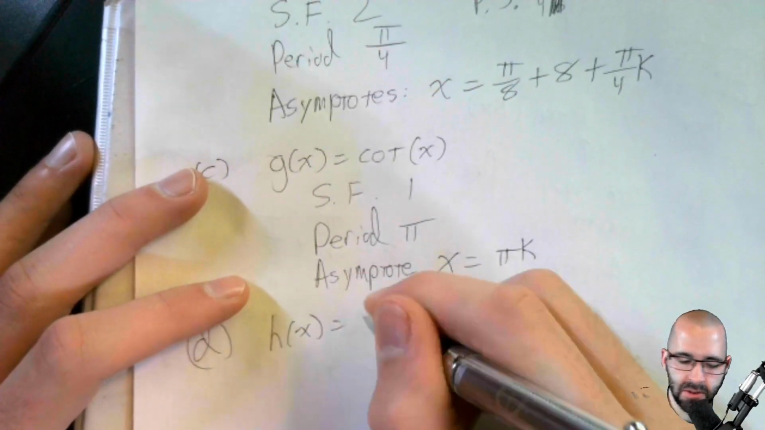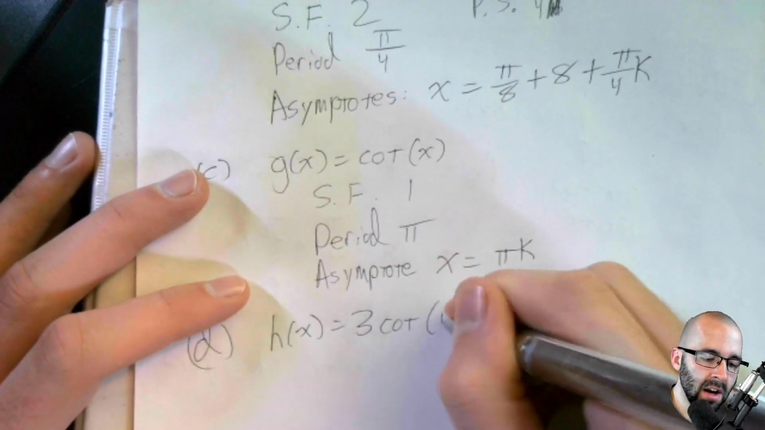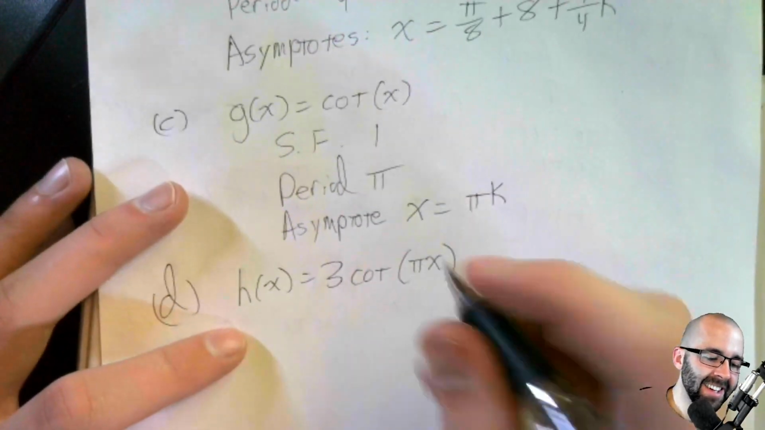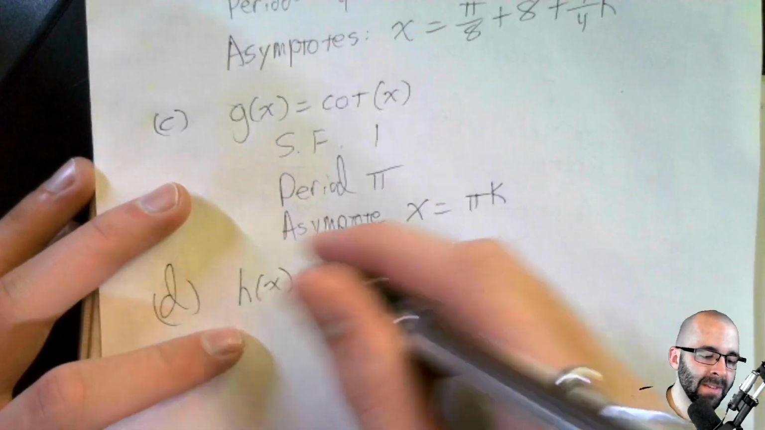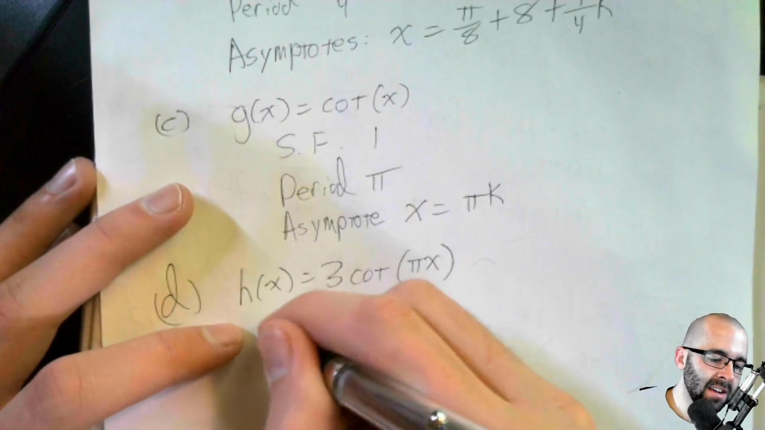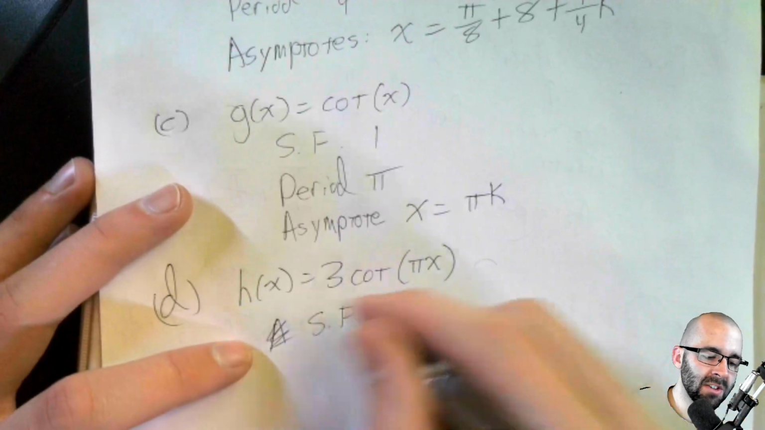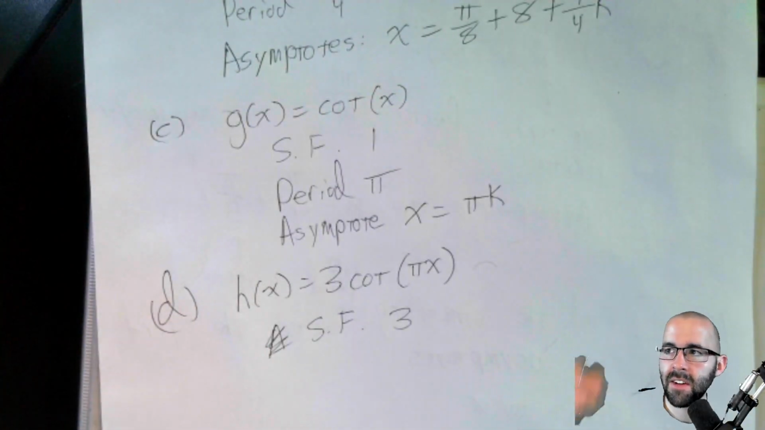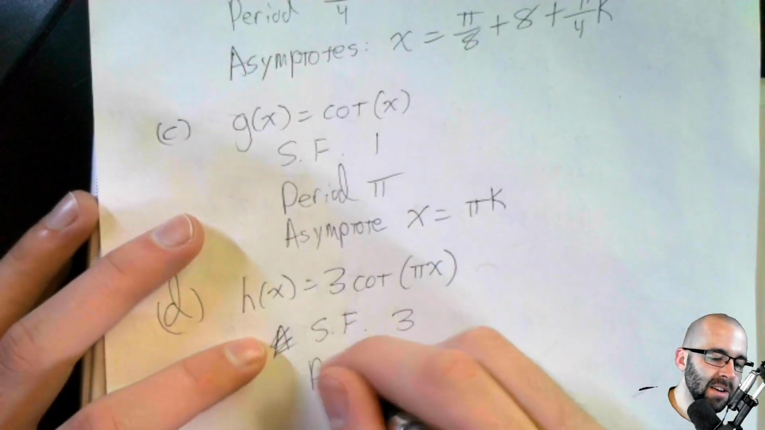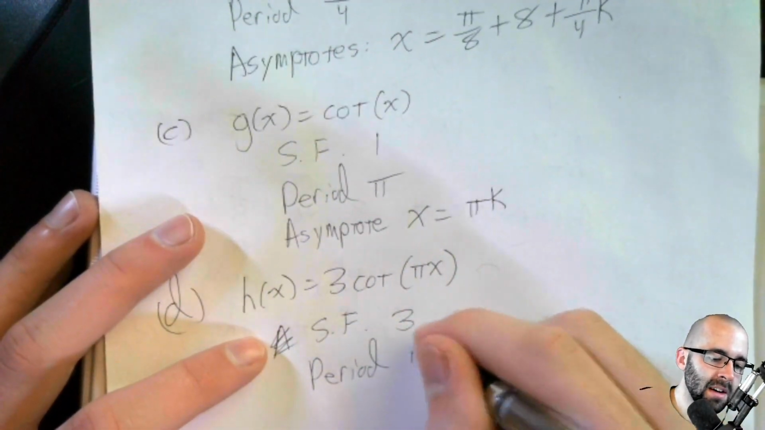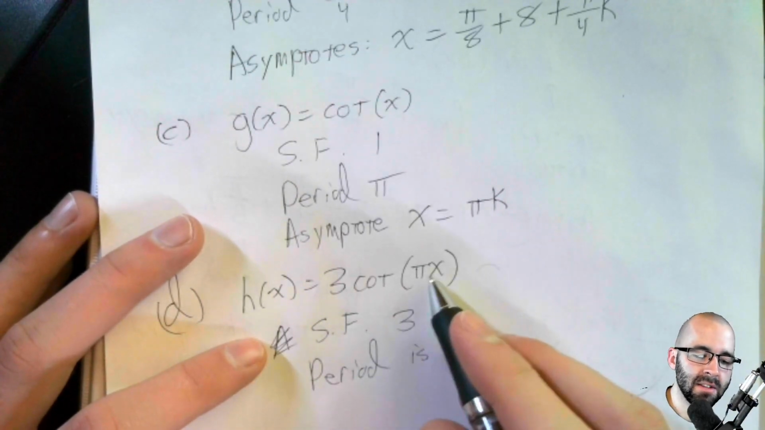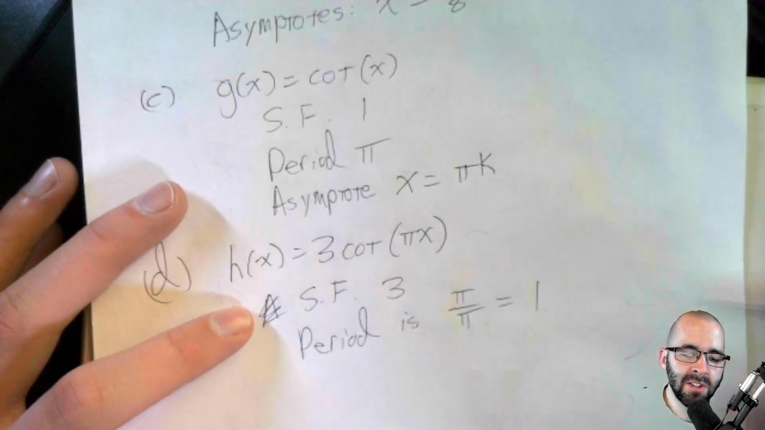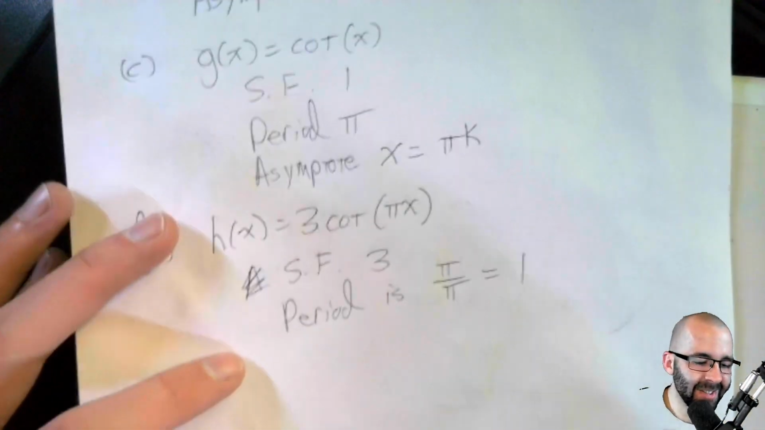Let's look at a transformed cotangent function. H of x is equal to 3 cotangent of pi x. This is a cute little graph, okay? This is a cute one. All right, no phase shift, unfortunately, I'm sorry. But our stretching factor, A, is just 3. That means it's going steeper than usual. All right, and our period is going to be pi divided by b. Well, b is the number multiplied by the x. B is just pi. So our period is pi divided by pi, which is 1. Aha, what a nice number.